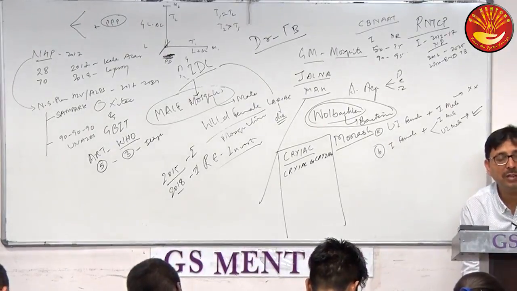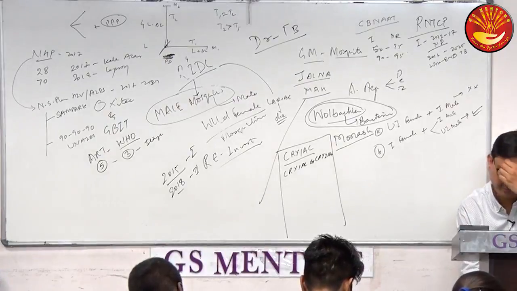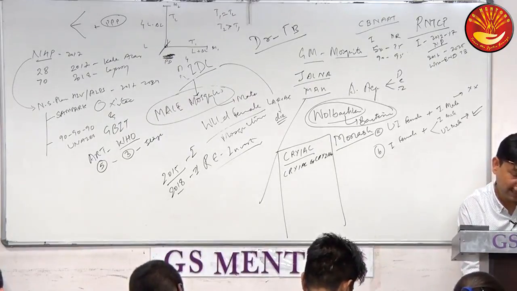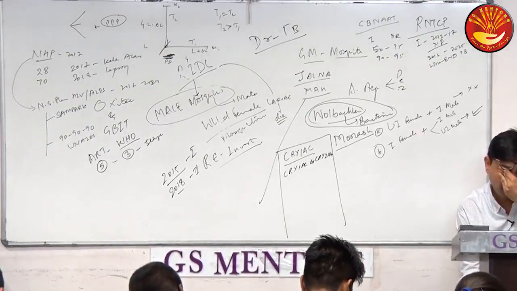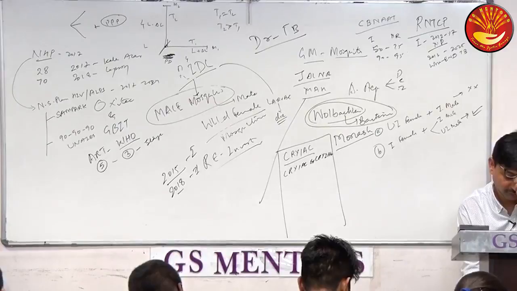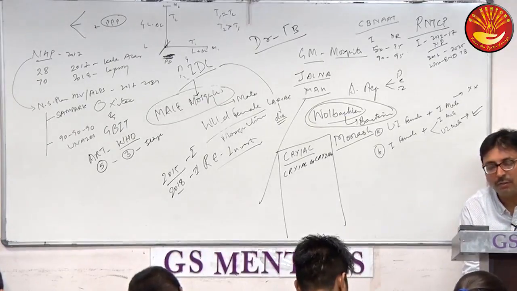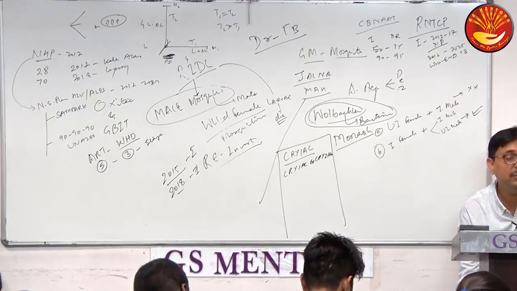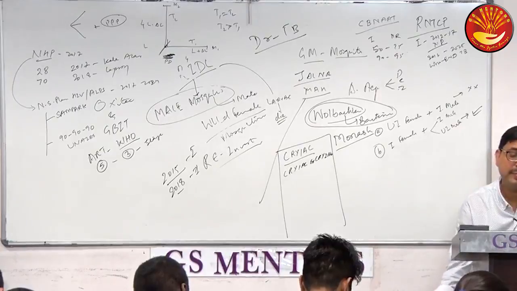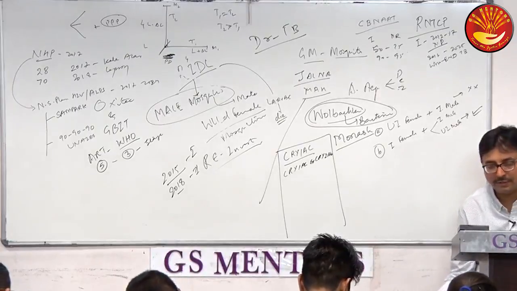Next, one more line you should write. As of now, the expected accuracy is 10 to 20 meters, but in future, it can improve up to 5 meters.